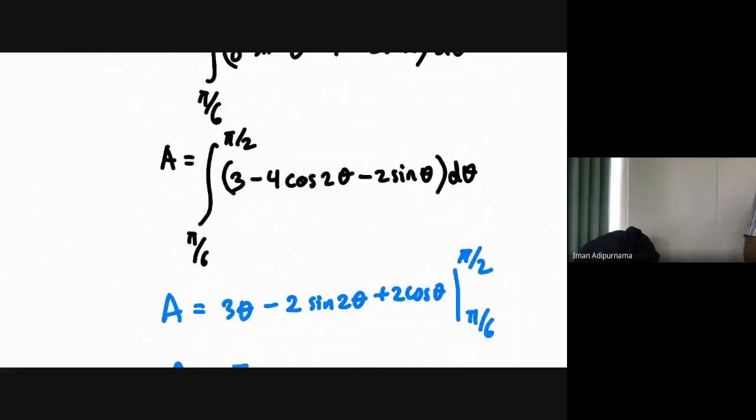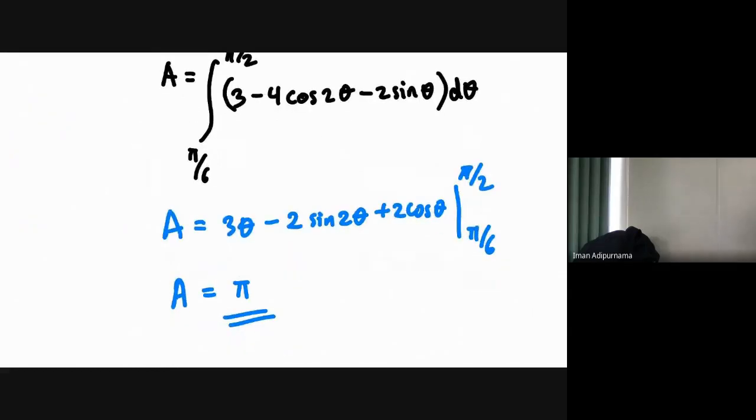Using some basic integration methods, we get sine squared from here. We can use the double angle formula, and then you get cosine 2 theta, and finish with the results. After you plug in the values, you get pi.